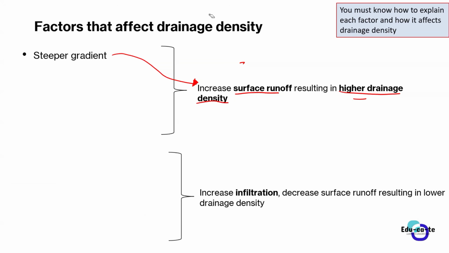Okay, all right. So I replied without realizing, but basically that's how you explain it. A steeper gradient increases surface runoff, resulting in higher drainage density. I hope that makes sense. What other factors, guys, would increase surface runoff and result in high drainage density? What other factors do you think of? Less vegetation.